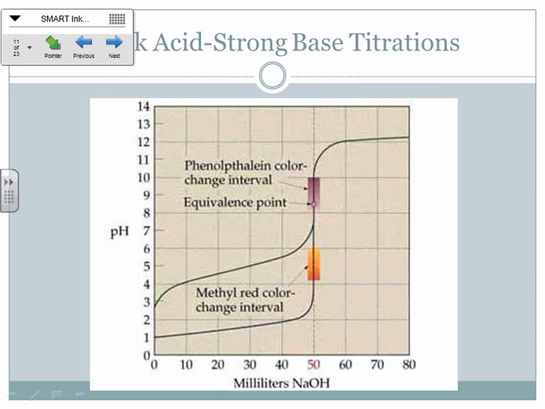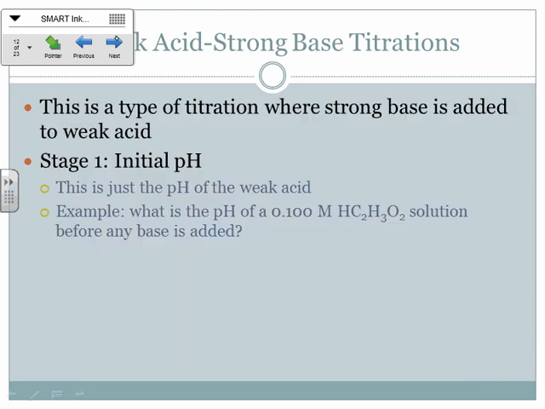The other thing I want you to notice here is that only one indicator is going to work in this particular situation, right? Which indicator can we not use anymore? The methyl red isn't going to work anymore because that's not that close to our equivalence point anymore. Does that make sense? So we can't use that one. This is a type of titration where strong base is added to weak acid. Again, we have 4 stages in this type of titration, just like we did in the strong acid, strong base titration. To find the initial pH, in stage 1, you're going to find the pH of the weak acid.